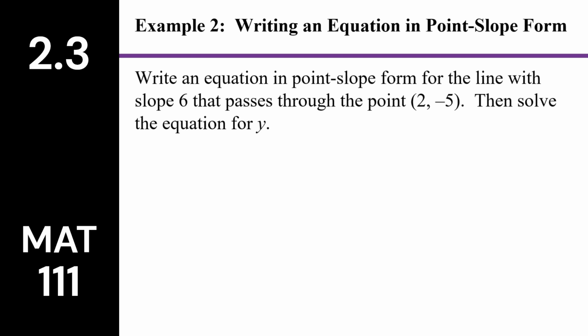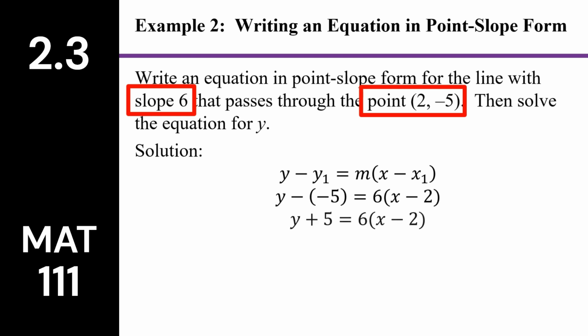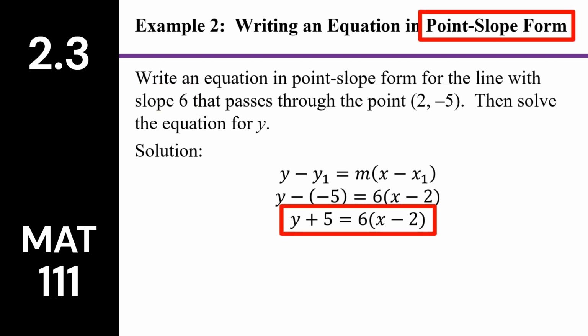Then solve the equation for y. There's our point slope form. We start by noting that the x and the y are variables and that the m is our slope, so we can write that in, slope of 6. And the point that they give us is (2, -5), so the y coordinate is -5. So we write that in for y sub 1, and we write in 2 for x sub 1. The only simplification that we need to do is to note that y minus -5 is the same as y plus 5. And that is the final result for point slope form.